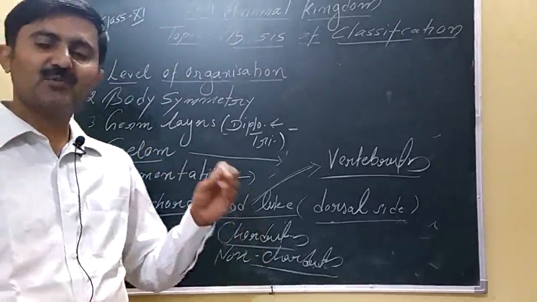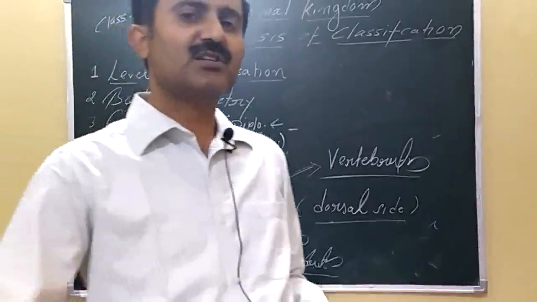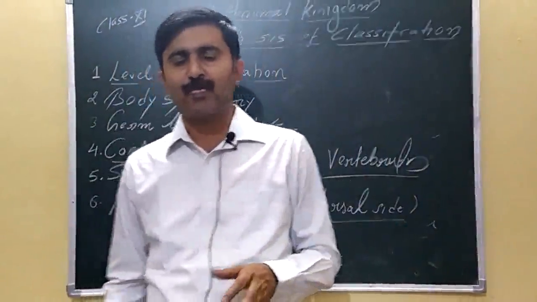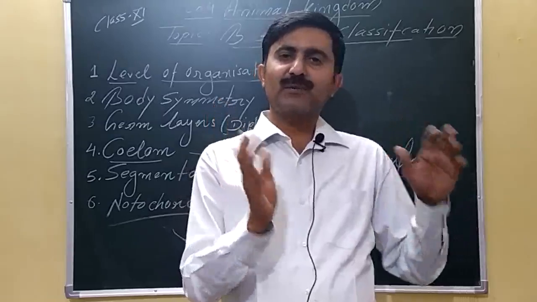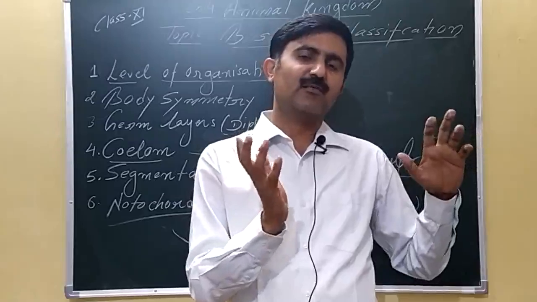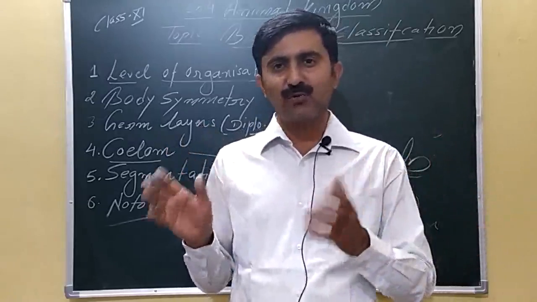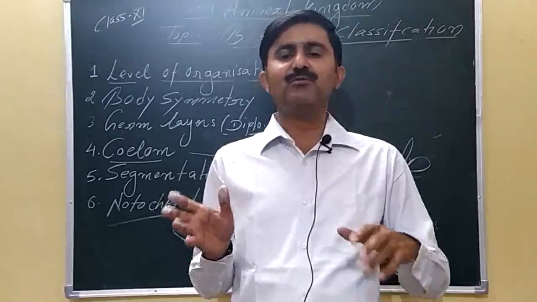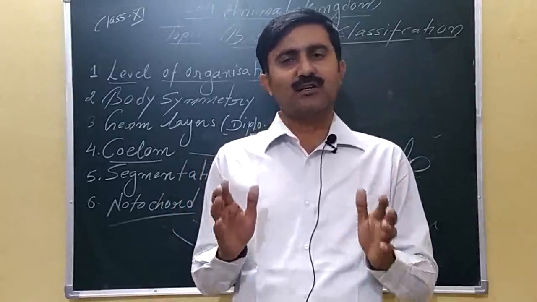Besides that, some organisms may have an open circulatory system, some have a closed circulatory system. There may be presence of exoskeleton, presence of endoskeleton, aggregate cellular body structure or tube within tube body structure. Besides that, we use some other bases also for the classification.